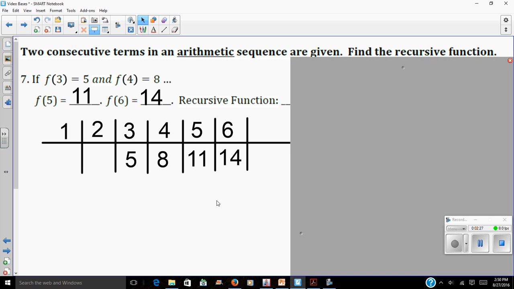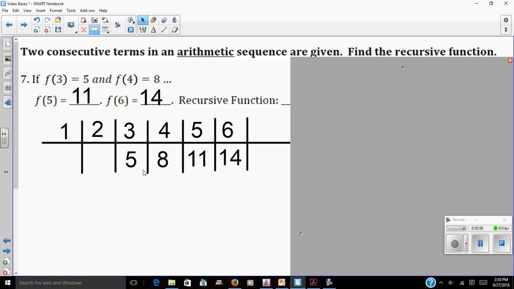Alright, and now we're being asked the second part of this, the recursive function. Now remember, a recursive function always has two lines, and it communicates two pieces of information. The first piece of information is the starting point. What is term number 1? You always have to communicate where exactly this whole sequence began. And we notice that term number 1 over here in the table is still empty, not quite sure what that is yet, but we can use the pattern to help us find that.